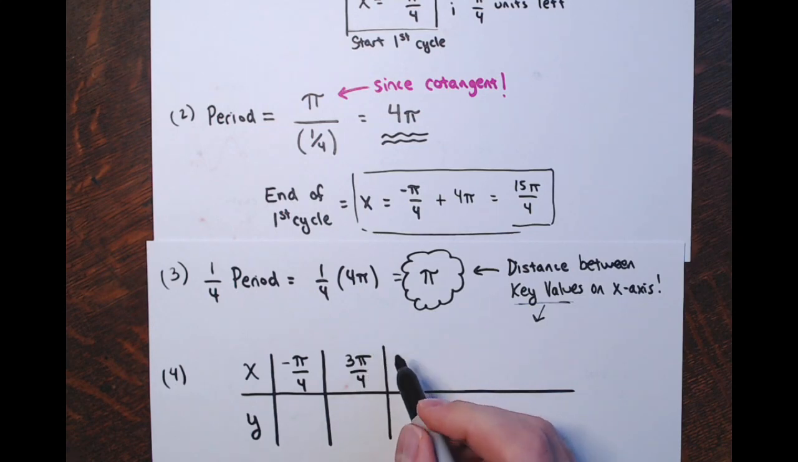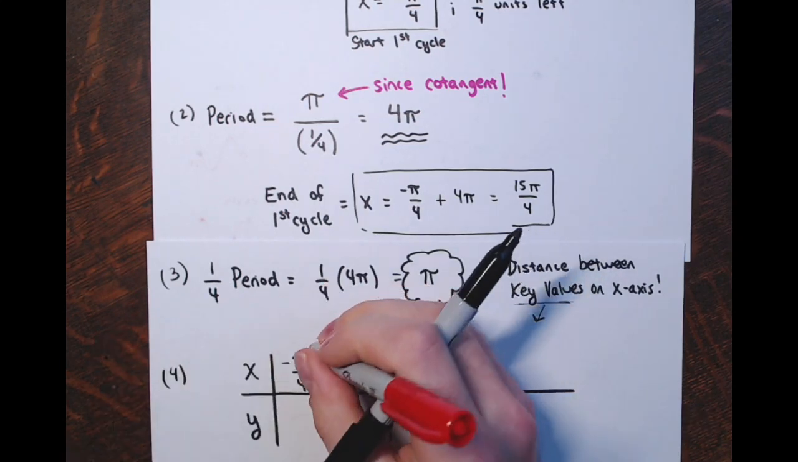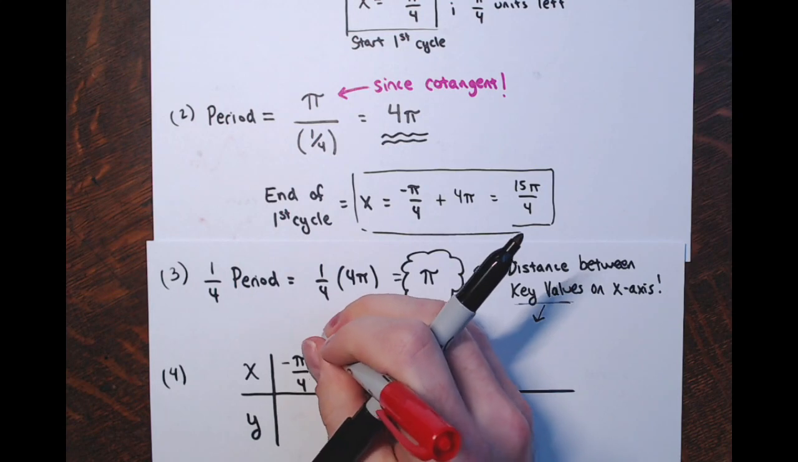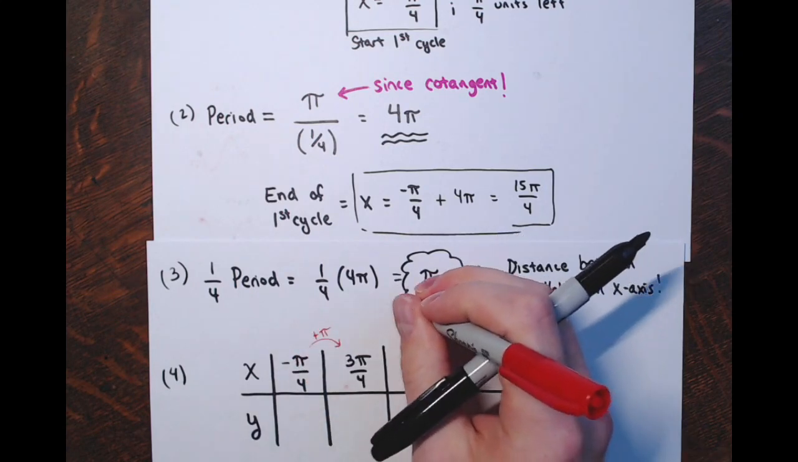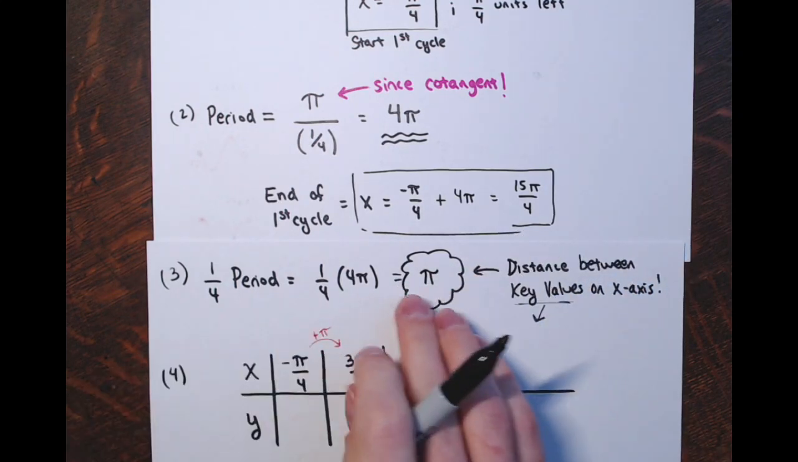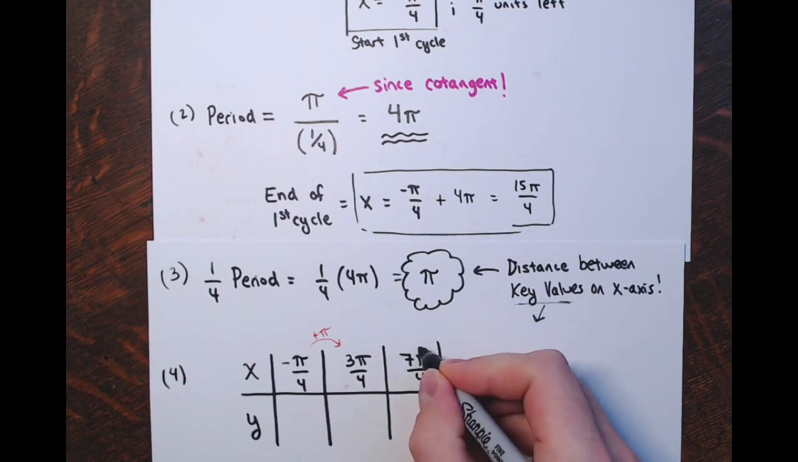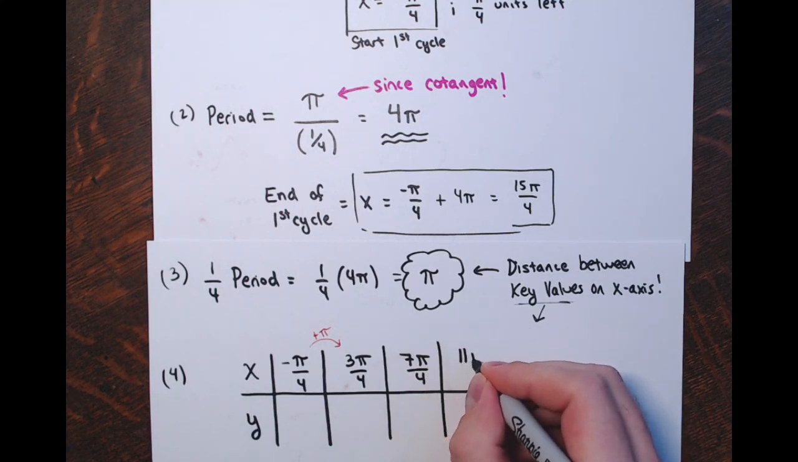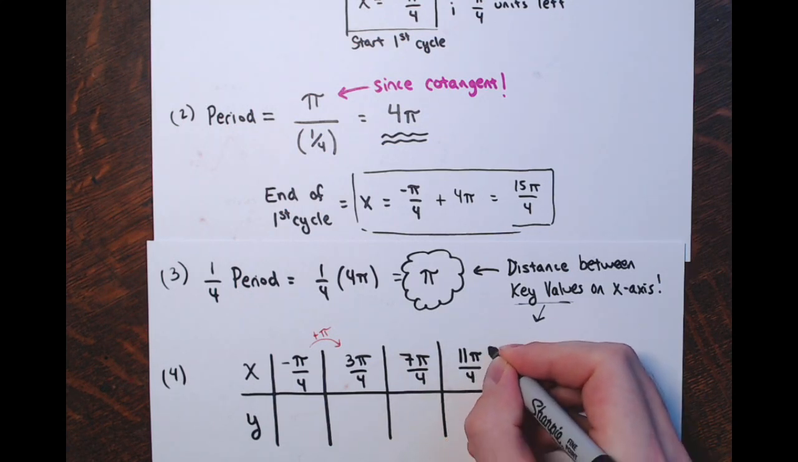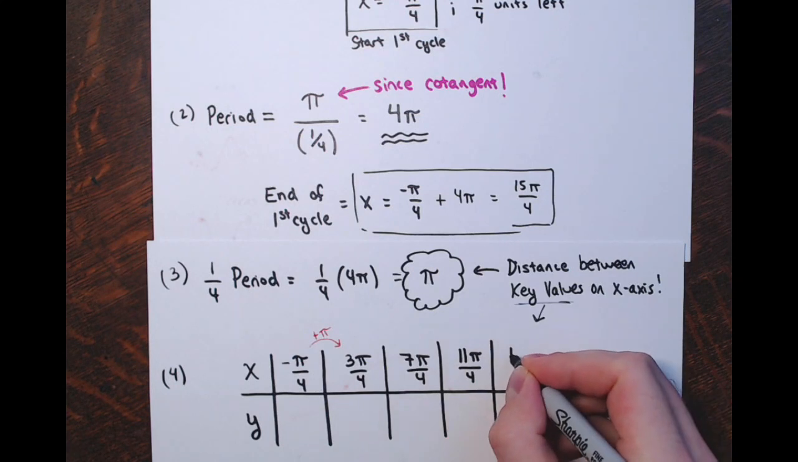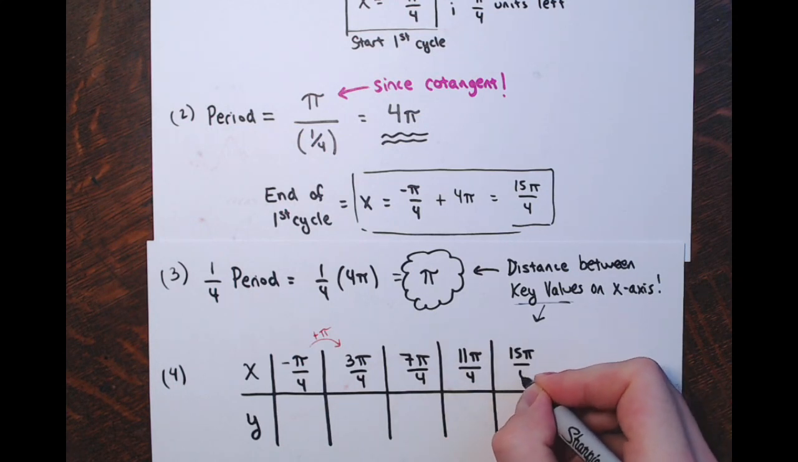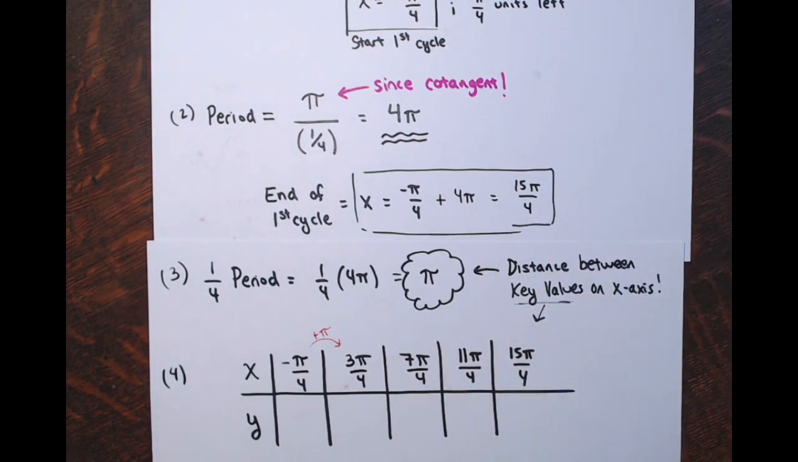Add pi again. Maybe I should write this, what I'm doing here. I'm adding pi, right, that quarter period. Add pi again to get 7 pi over 4. Add pi again, get 11 pi over 4. And then I add pi again, and there's your 15 pi over 4, right, where I said the first cycle I'm drawing is going to end.